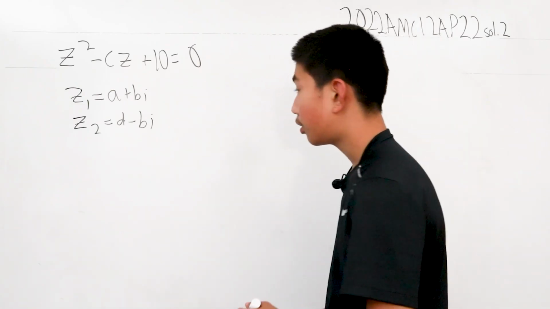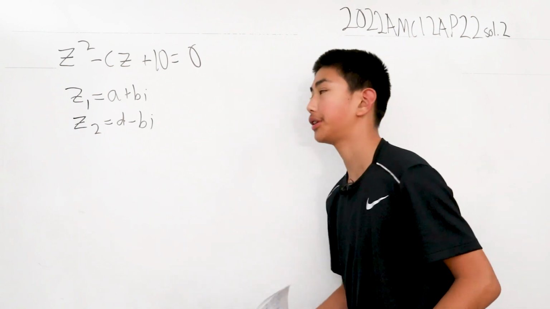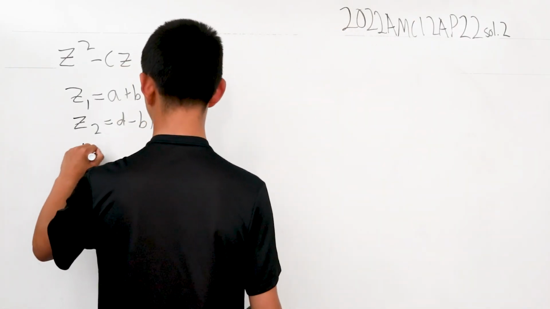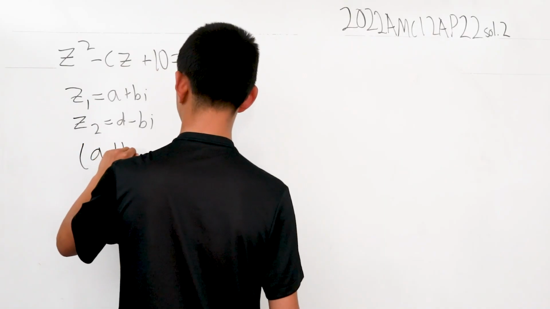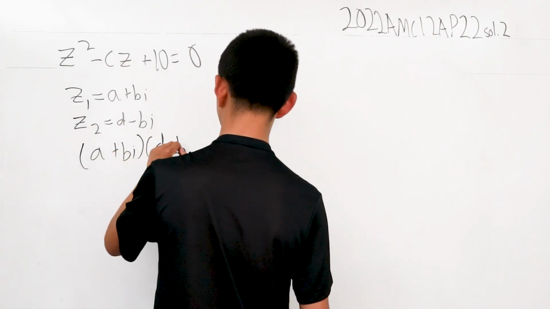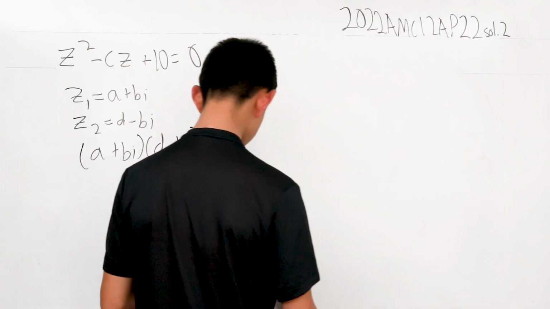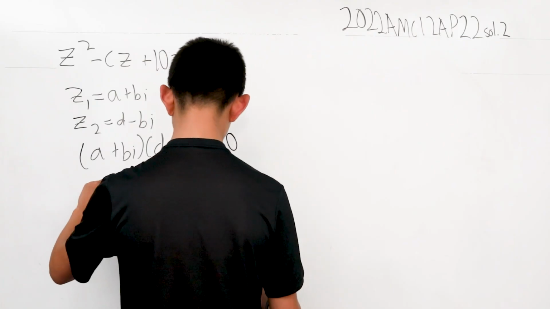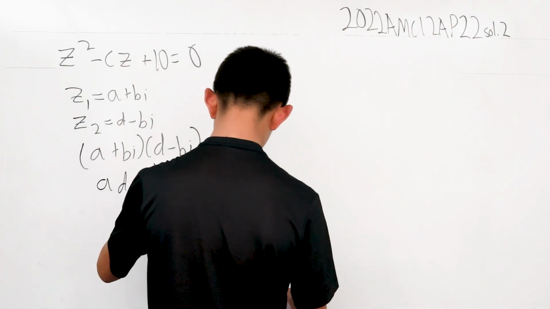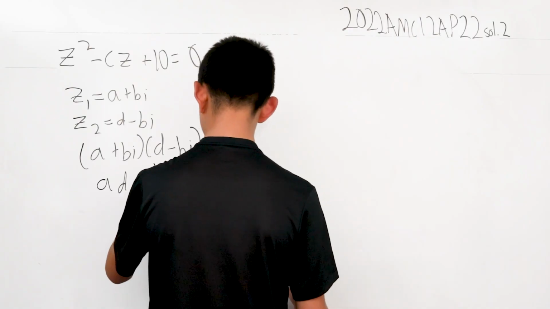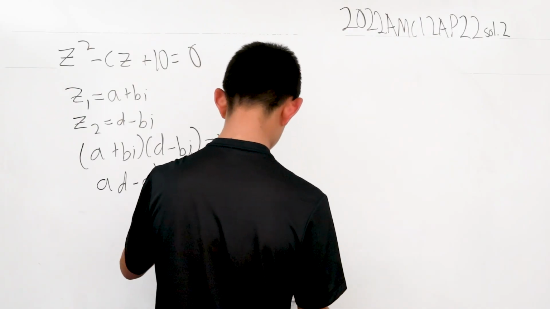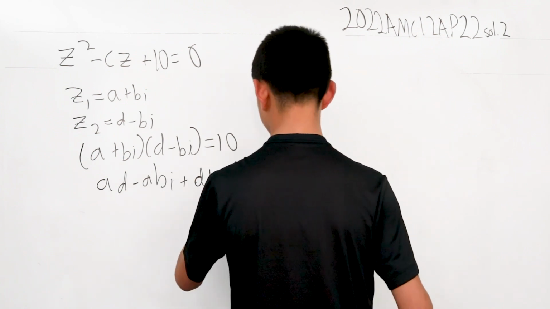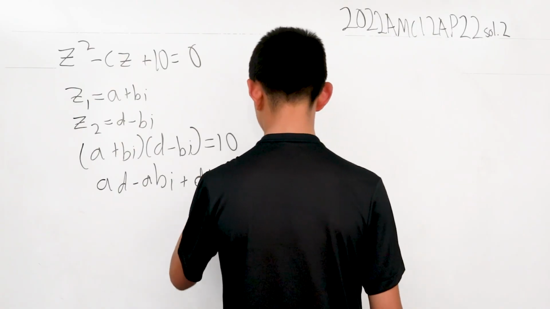Now, earlier in the video, in the previous solution, we proved that z1 times z2 is 10. So we can now say that a plus bi times a minus bi is 10. Upon multiplying that out, we get a squared minus abi plus abi minus b squared i squared.